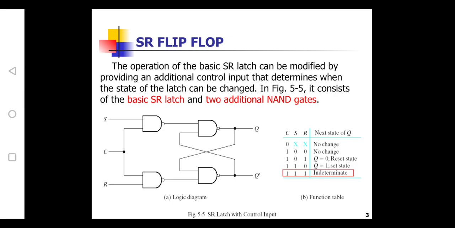So from this we can say that when S and R are 0, 0, such a state is called the no change state. When S is 0 and R is 1, it is reset. When S is 1 and R is 0, it is set. When both are 1, it is called an indeterminate state.